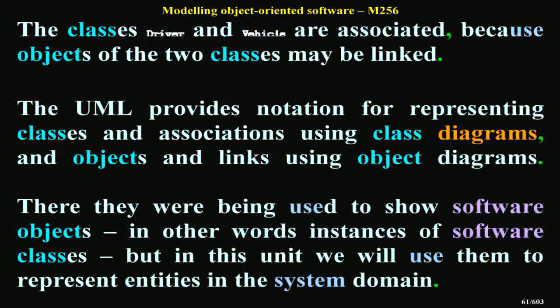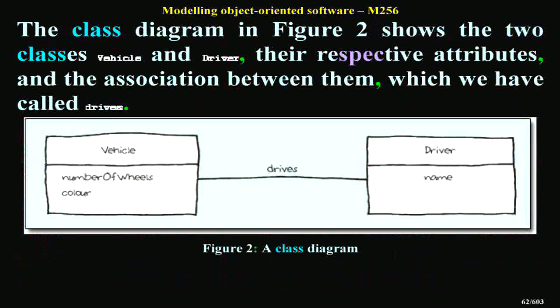The UML provides notation for representing classes and associations using class diagrams, and objects and links using object diagrams. There they were being used to show software objects, in other words instances of software classes, but in this unit we will use them to represent entities in the system domain. The class diagram in Figure 2 shows the two classes and their respective attributes, and the association between them, which we have called drives. Figure 2, a class diagram.